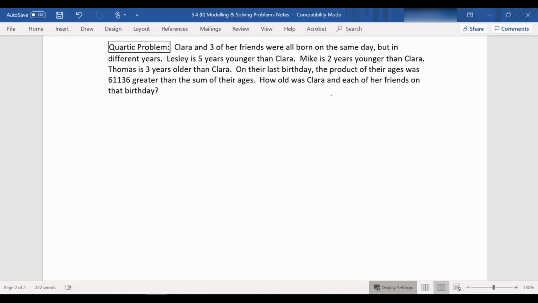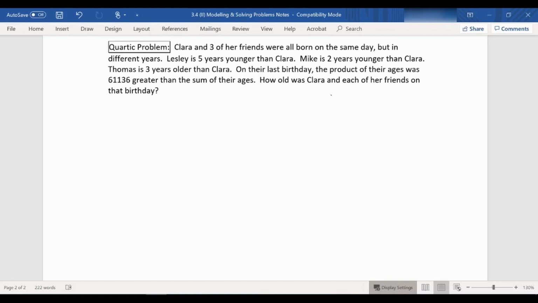Okay. So we've got Clara and 3 of her friends were all born on the same day, but in different years. Leslie is 5 years younger than Clara, Mike is 2 years younger than Clara, and Thomas is 3 years older than Clara. On their last birthday, the product of their ages was 61,136 greater than the sum of their ages. How old was Clara and each of her friends on that birthday?